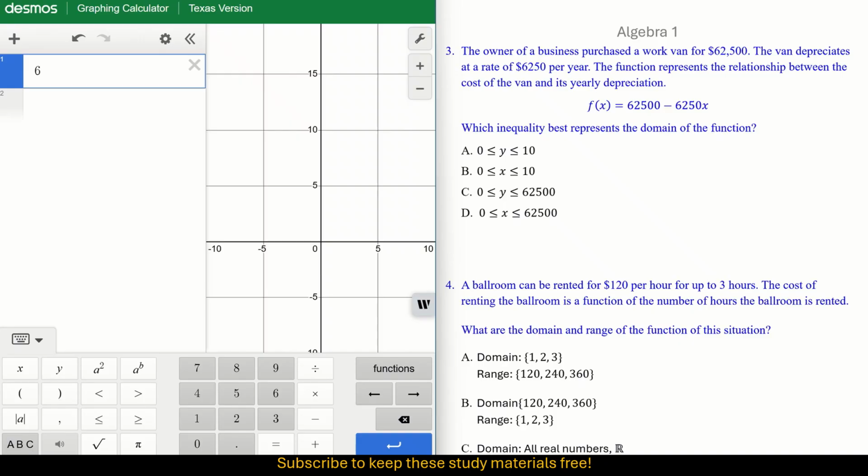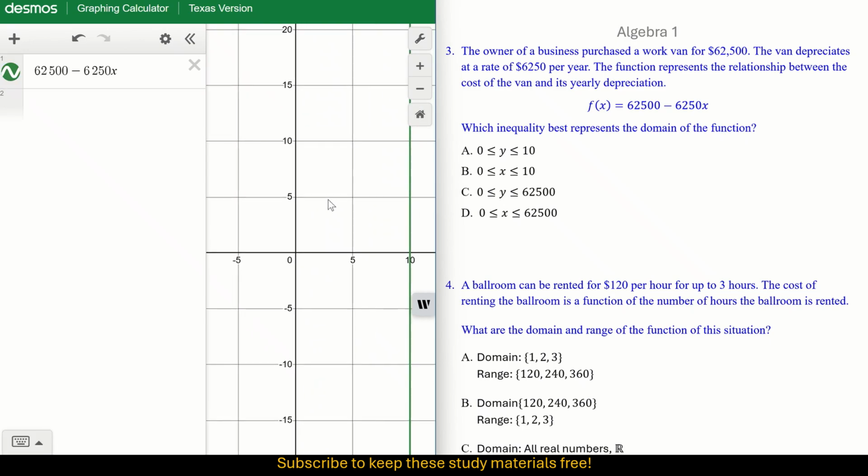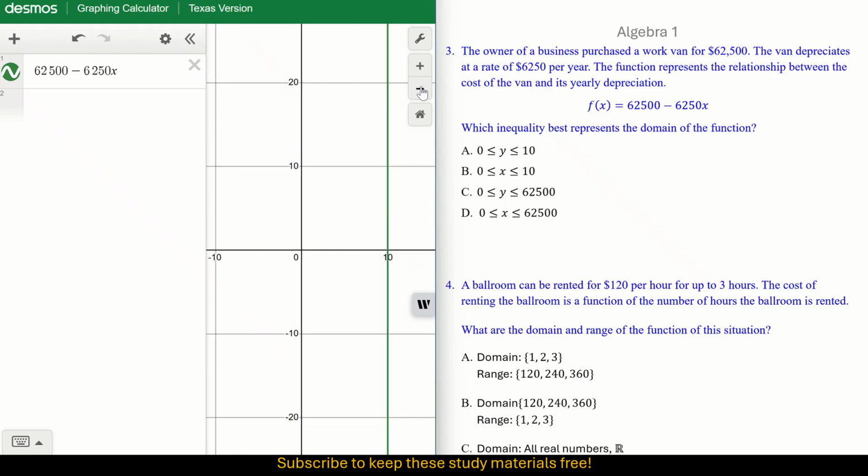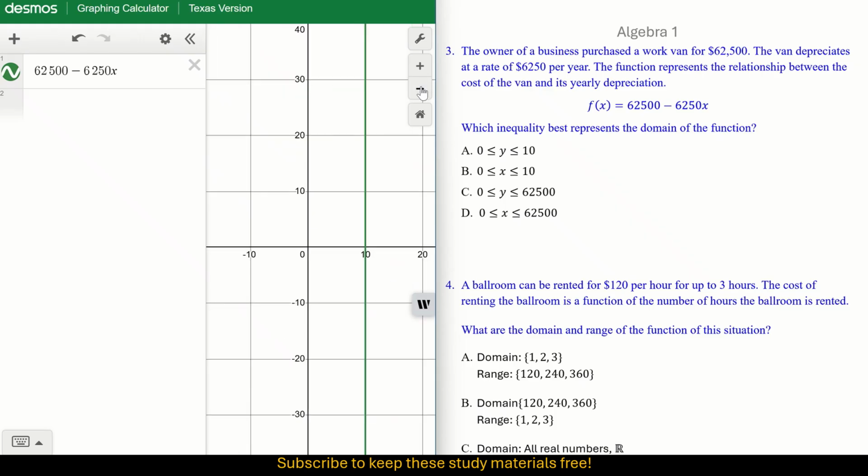So we have 62500 minus 6250 and x. Okay, we don't see anything. Why do we not see anything? Actually, it's green and it looks like it's over here on this side. So I'm going to pull it over and there it is. That's just a coincidence. So let's zoom out. Well, that's not really, it is kind of helpful, but not helpful enough. So let me show you what to do.